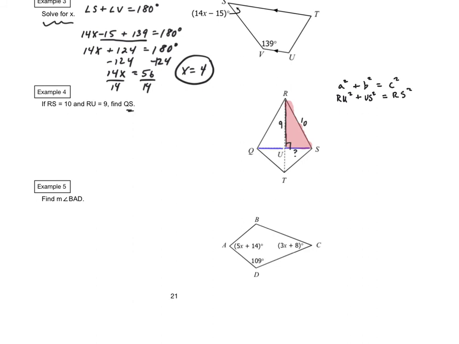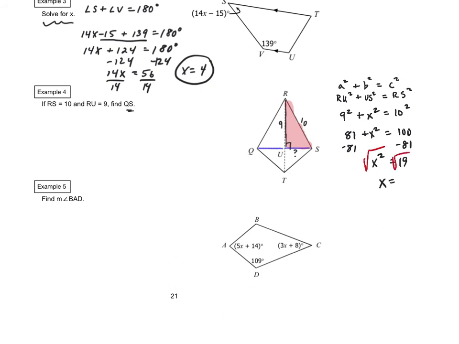So we have RU being one of my legs, so that is going to be 9 squared plus some unknown value squared is equal to 10 squared. So we have 81 plus x squared is equal to 10 squared. Not 10 squared, but 100. Subtract 81 from both sides. And x squared is going to be equal to 19. Find the square root of both sides so we can simplify and find x.